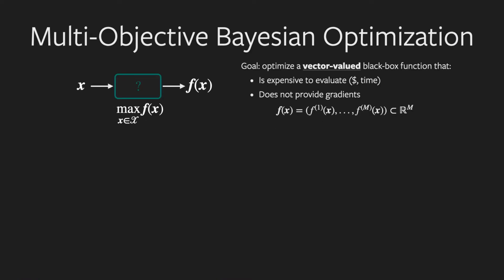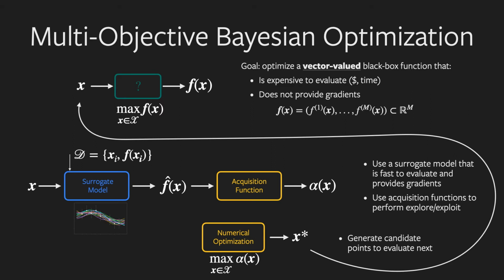We consider the problem of multi-objective optimization, where the goal is to optimize a vector-valued black box function that is expensive to evaluate and does not provide gradient information. Bayesian optimization is a popular sample-efficient approach for optimizing such functions. It relies on a probabilistic surrogate model and an acquisition function to sequentially select new candidate points to evaluate on the black box function. The new observations are incorporated into the dataset and used to update the surrogate model.